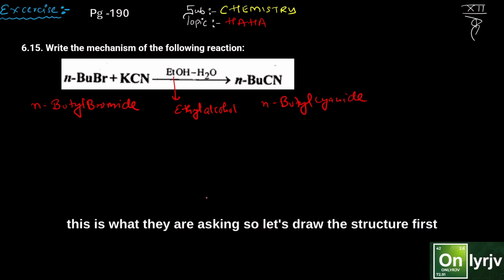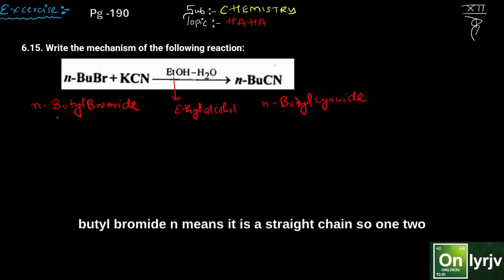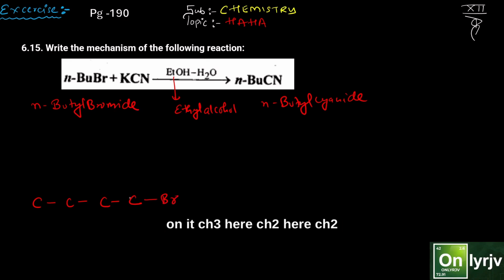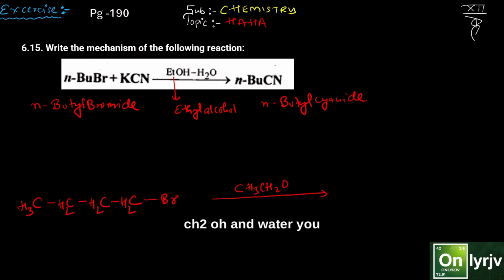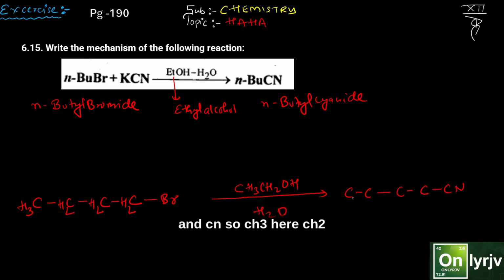So this is what they are asking. Let's draw the structure first and then we will find out how it will work. Butyl bromide, n means it is a straight chain. So 1, 2, 3, 4, four carbons, and a bromine on it. So CH3 here, CH2 here, CH2 here, and CH2 here. From here, in presence of CH3CH2OH and water, you are supposed to make n, straight again, 1, 2, 3, 4, and CN. So CH3 here, CH2, CH2, CH2, and CN.